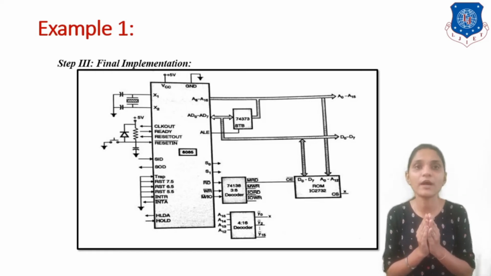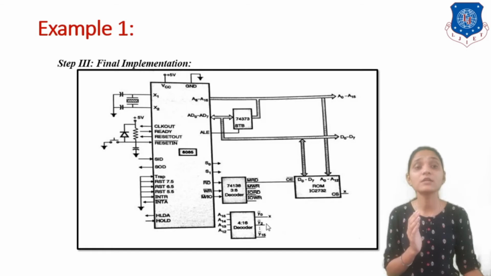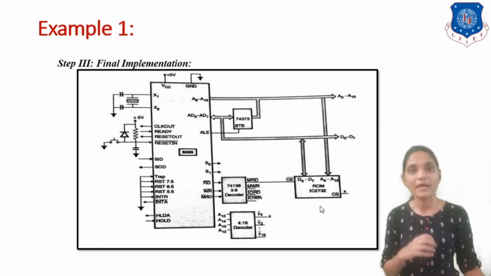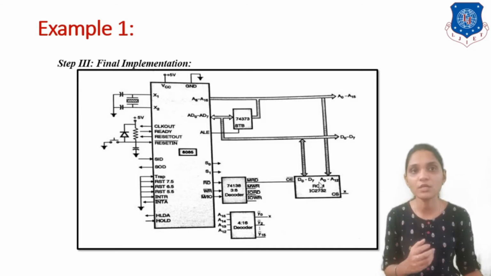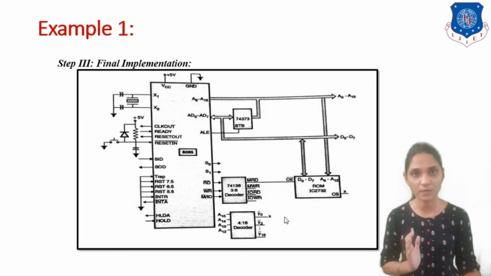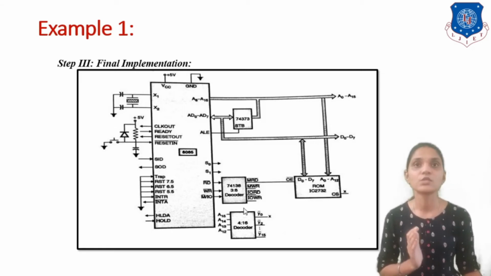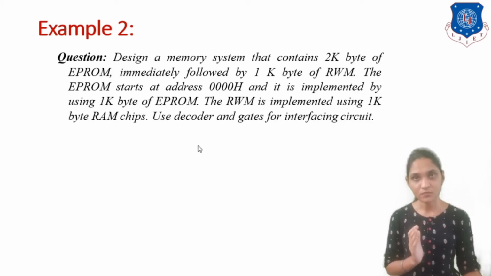It is up to you what you want to use, but ultimately the logic should be that your required address lines you will provide into the address bus, and the required constant lines you will use for the chip selection. By any combination you can do it, but for that combination only your chip should be selected, otherwise it should not be selected. Okay, so this is the first example. Let me see another example.